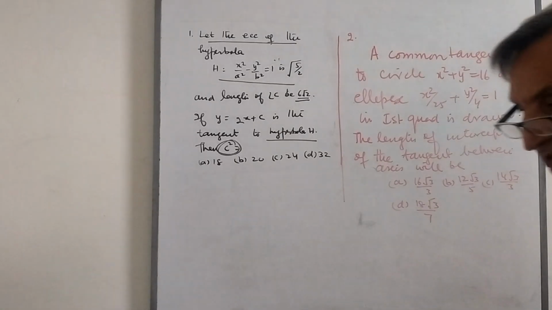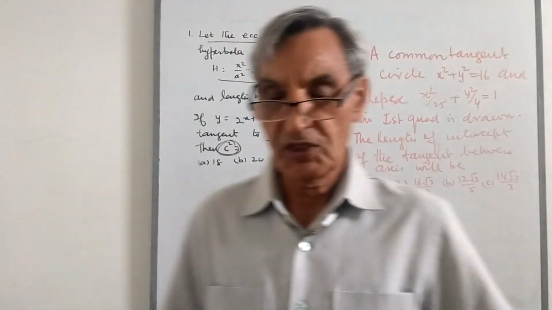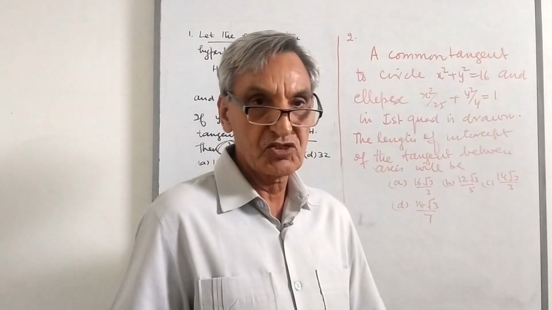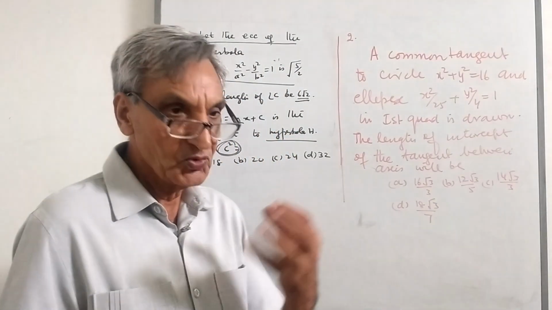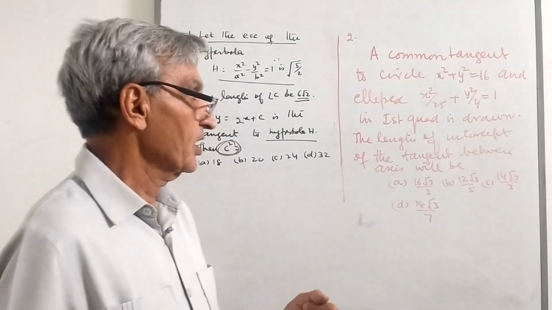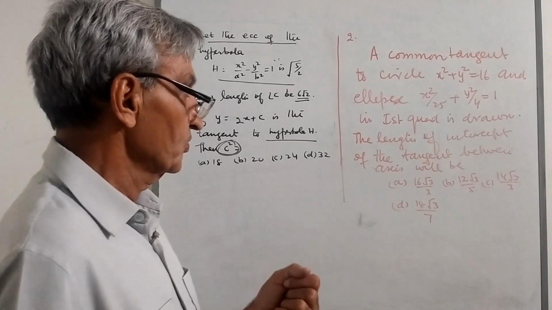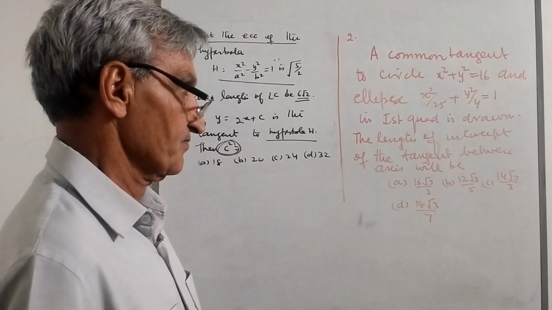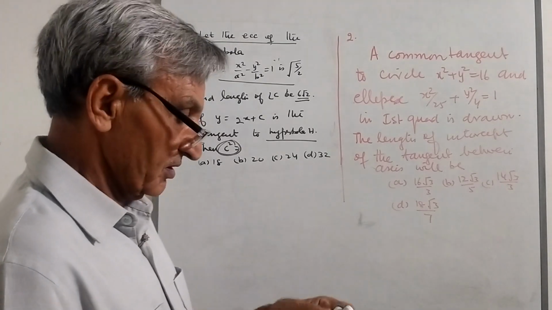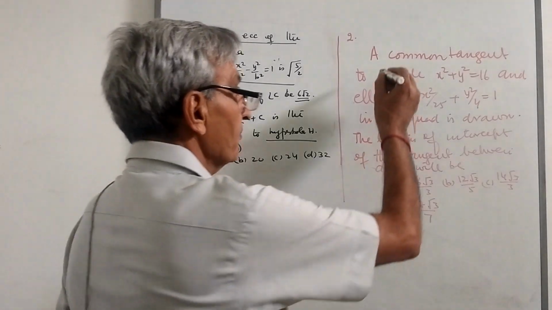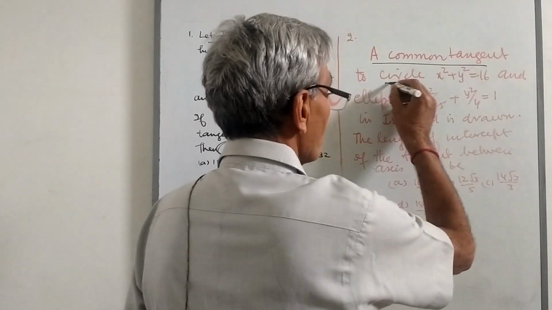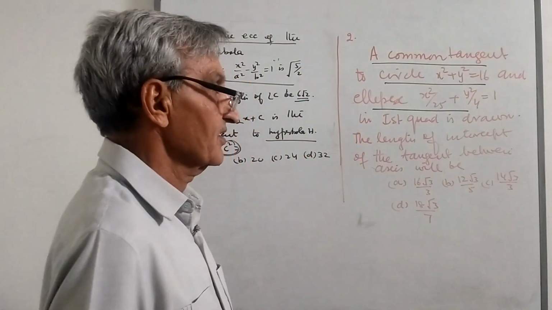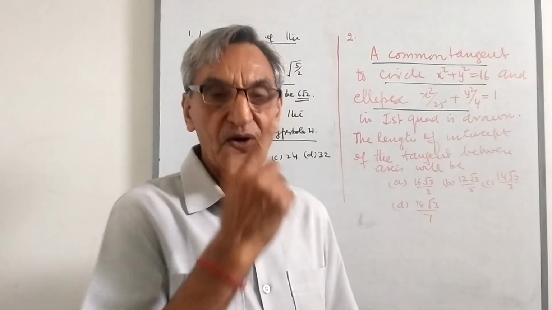Hello friends, again we have a two-question episode on coordinate geometry. I have taken two questions today which I would like to do for the conic sections. My first question: a common tangent is drawn to this circle and ellipse. There is a common tangent on a circle and on an ellipse.